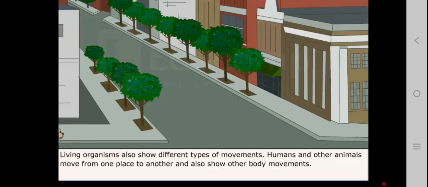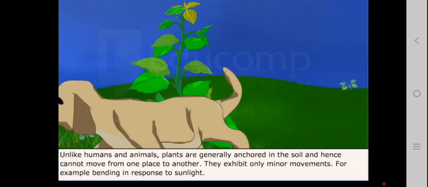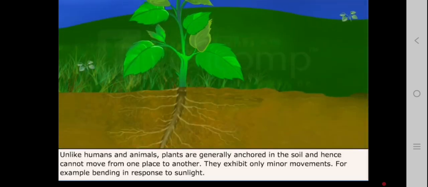Living organisms also show different types of movements. Humans and other animals move from one place to another and also show other body movements. Unlike humans and animals, plants are generally anchored in the soil and hence cannot move from one place to another. They exhibit only minor movements, for example, bending in response to sunlight.